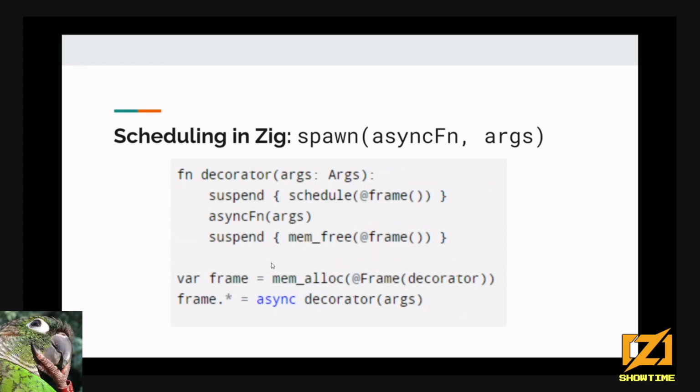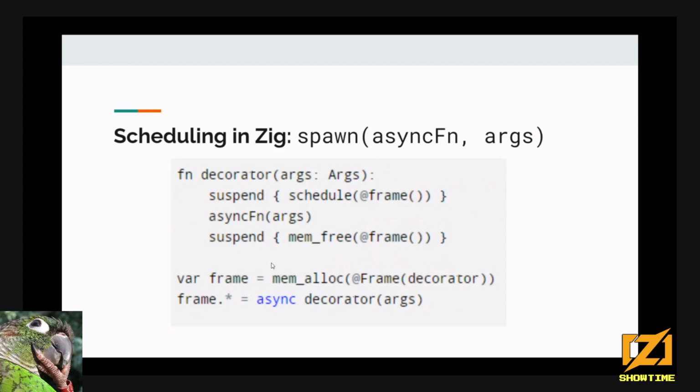And so we can use both of these to implement some sort of spawn function. It's similar to the go keyword in Golang. So what you start off with is making a decorator or a wrapping async function. What that'll do is first suspend and then schedule the frame. This has the ability to effectively reschedule it or yield.